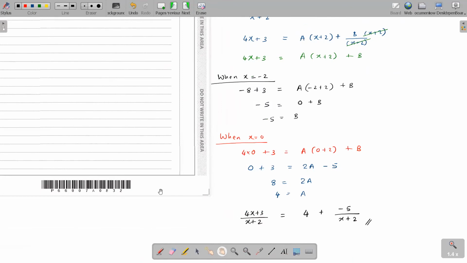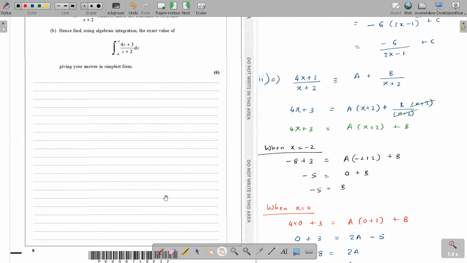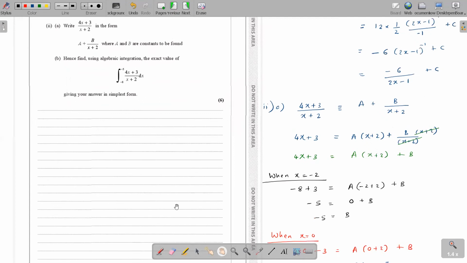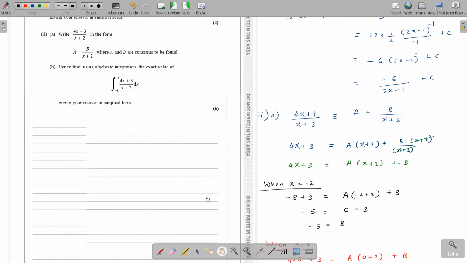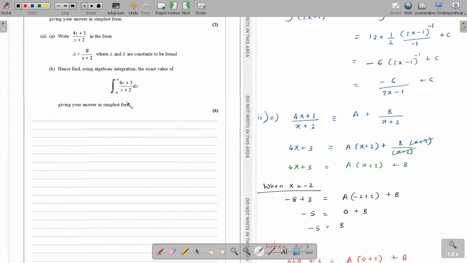You could do long division as well. Any method is just fine as long as you get the a and b values correctly. Okay, then the next one is part B: hence find, using algebraic integration, the exact value of the integral of 4x plus 3 over x plus 2. Actually you just need to integrate what you got in part A.